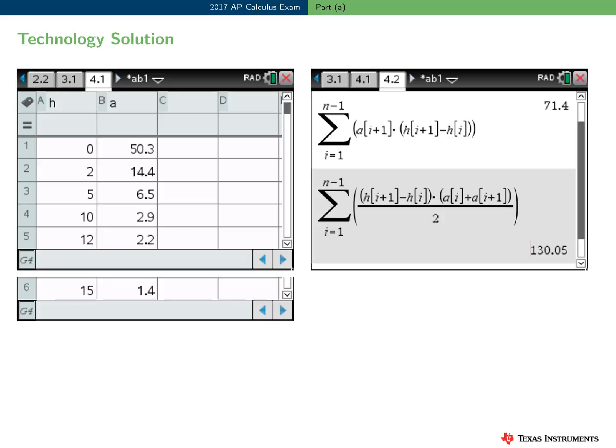Here's how I can use technology to answer these questions. Once again, I entered the values for h and A in a lists and spreadsheet page. Then, on a calculator page, I found the right Riemann sum and the trapezoidal sum. I think the use of technology here helps foster good use of mathematical notation.